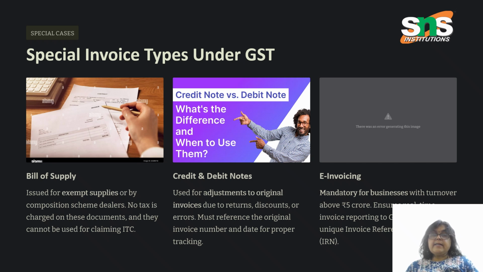There are various special invoice types also under GST. That is the bill of supply, the time of supply, how the bill should be structured in special situations, and credit and debit notes, which should also be properly given. And e-invoicing, that is an online bill, can also be generated in certain cases where the turnover is more than 5 crores.